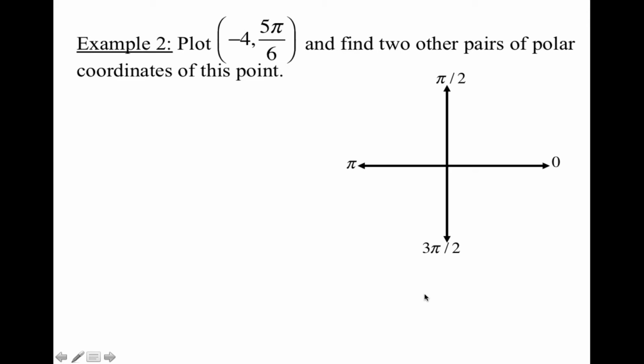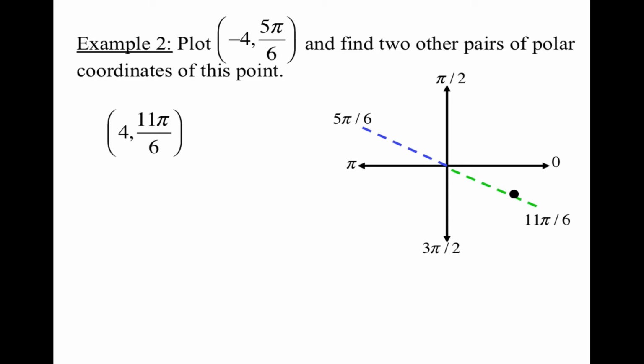So first thing is I want to go to the angle 5 pi over 6. And since I have a radius of 4, I'm going to have to go 4 units. But since it's negative, I'm going to go in the opposite direction of 5 pi over 6. So that means I'm going to be right around here. That means that one of my other coordinates for this polar coordinate would be the point 4, 11 pi over 6. So if I was to rotate my body 11 pi over 6 radians and walk 4 units that direction, I would land in the same spot.